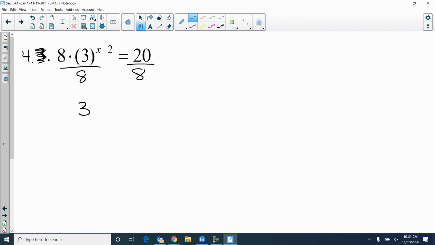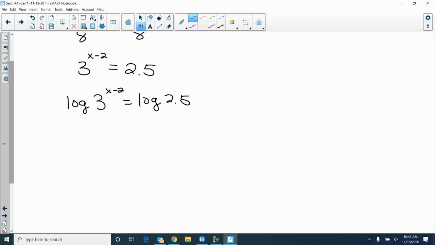And that gives me 3 to the x minus 2 equals... 20 divided by 8 gives you 2.5, right? Or 5 halves. If it gave you a decimal, don't round it off. You cannot round it off until the very end. But if it gives you a terminating decimal, you can write 2.5. There's no reason you can't. All right, take the log of both sides. Log of 3 to the x minus 2 equals log of 2.5 or log of 5 halves.